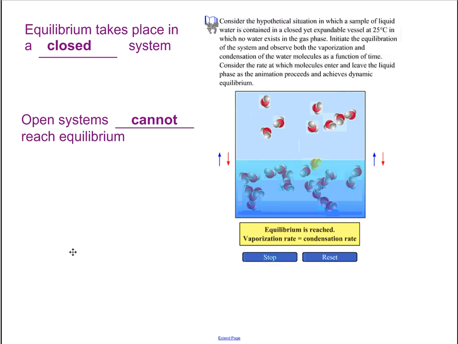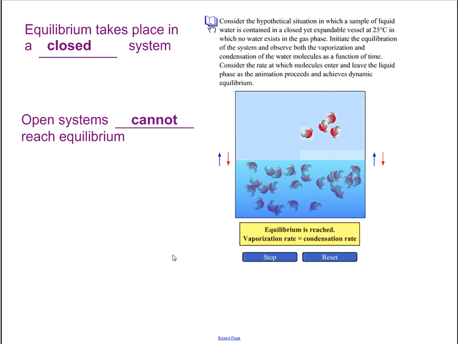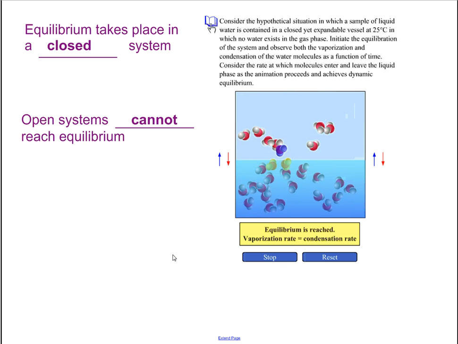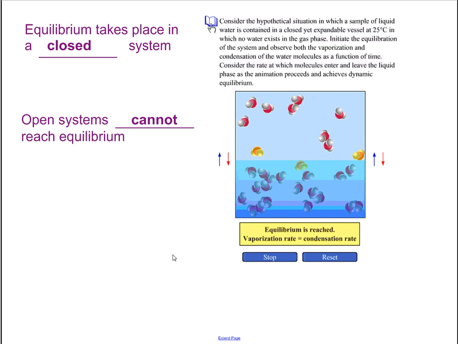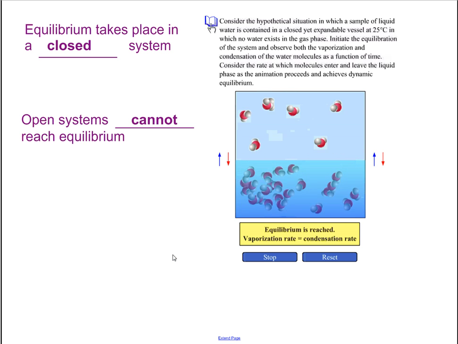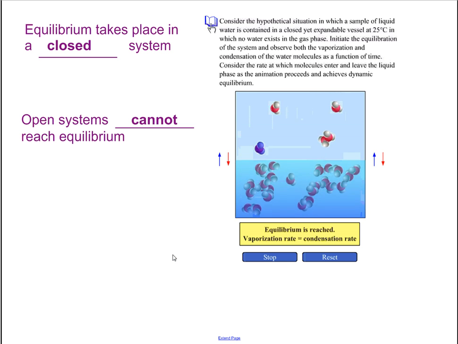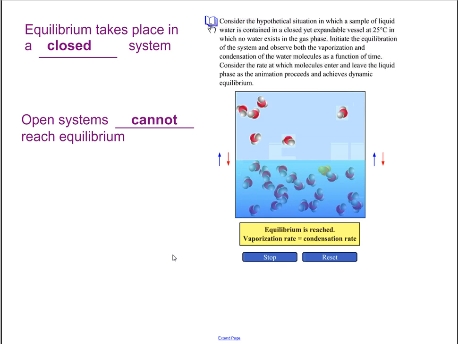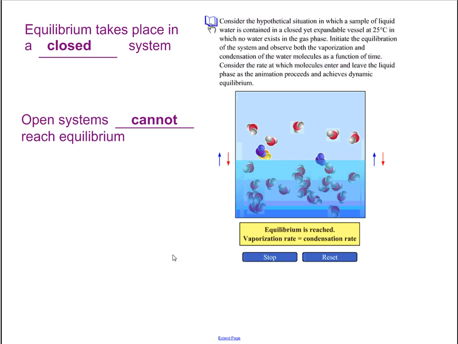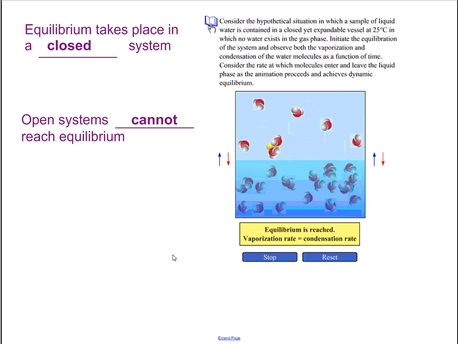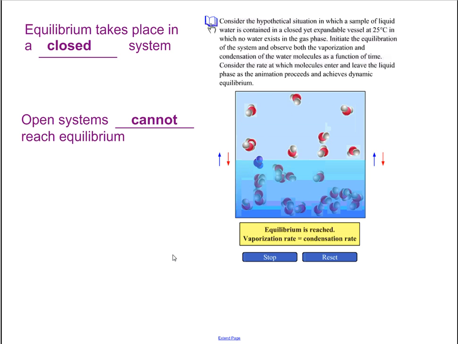However, if it's an open system, we're not going to reach equilibrium. That's why if you have a closed bottle of water, you'll always have some water vapor above the water. We talked about that way back when we talked about gases and vapor pressure and the vapor pressure of water, and we could look that up on a chart. But in an open system, so if I just have a glass of water, it will just continue to evaporate and evaporate and evaporate. We'll never reach equilibrium.